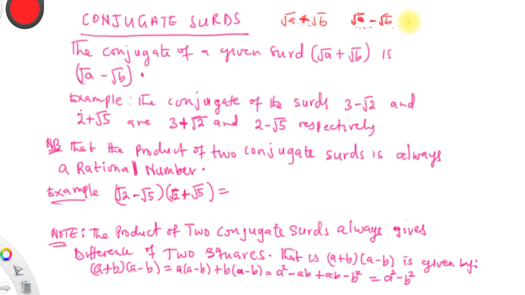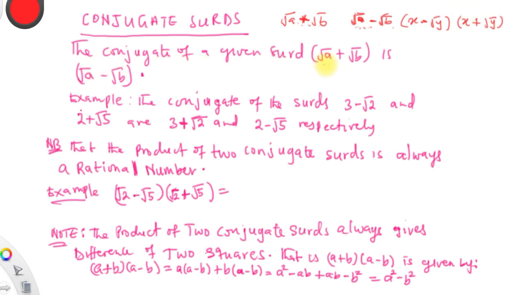So for example, if you are given x minus square root of y as this set, then the conjugate of this set is given by x plus square root of y. You have to change the sign: the minus sign becomes plus. That is what you mean by conjugate.